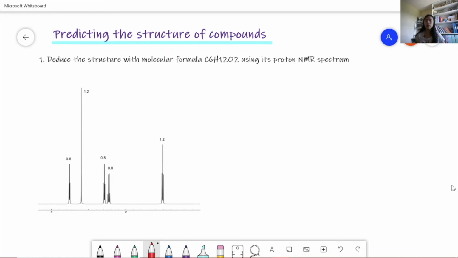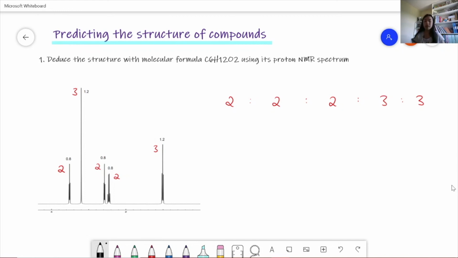So we have 0.8s and 1.2s. Converting this means that we have a ratio of 2 to 2, 2, and then 3, and then 3. This should add up to our 12 hydrogens, and it does. So we have 2 hydrogens, then 3 hydrogens, and 2 hydrogens, 2 hydrogens, and 3 hydrogens. This makes it a lot easier for us because now we can see how many hydrogens we have in that particular environment.